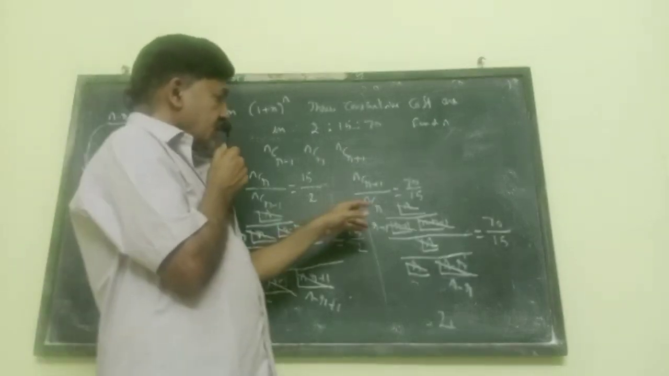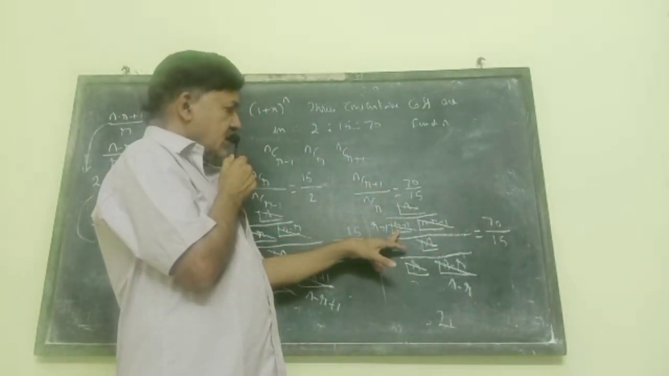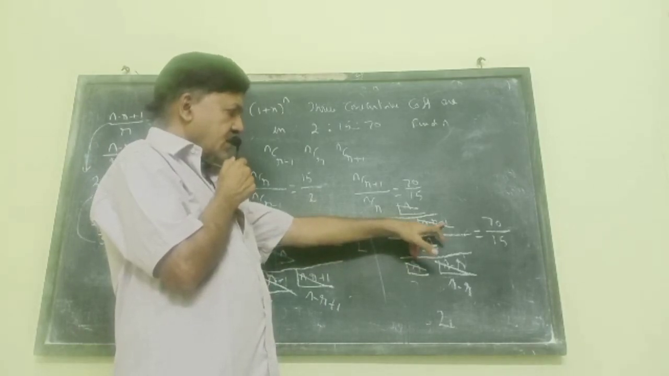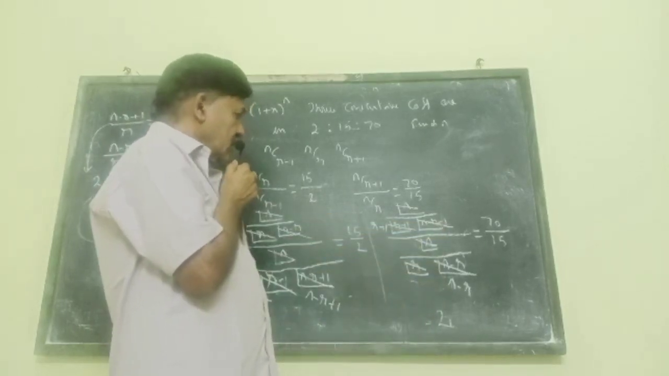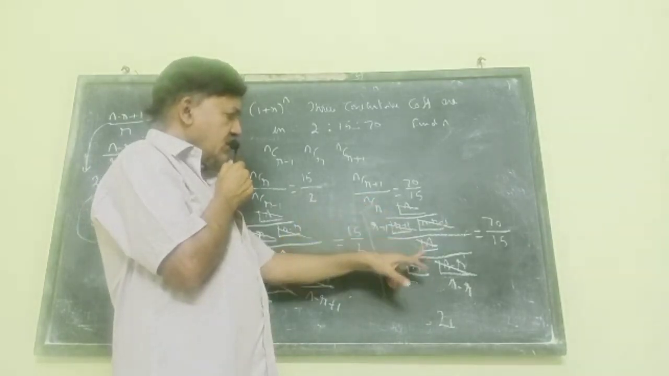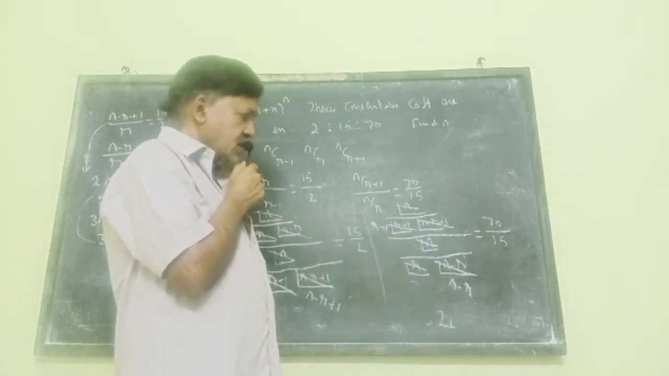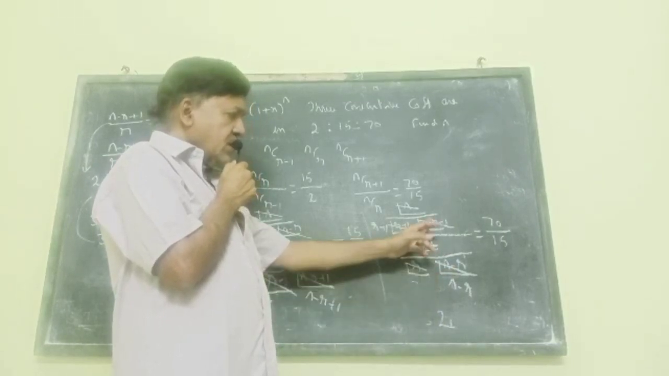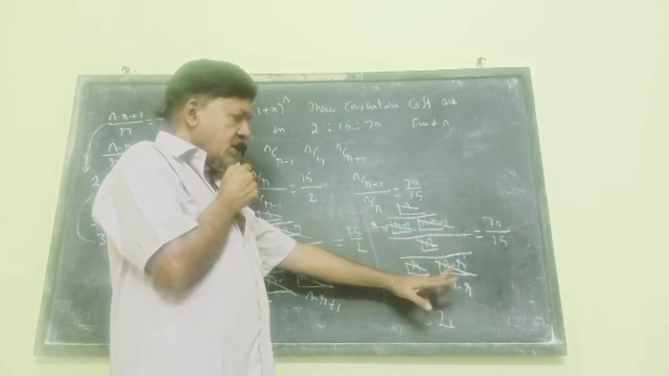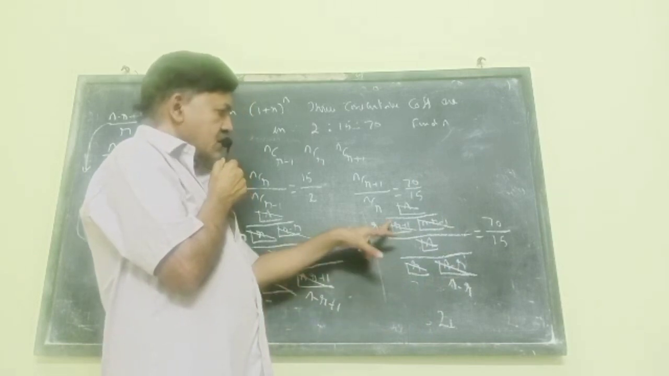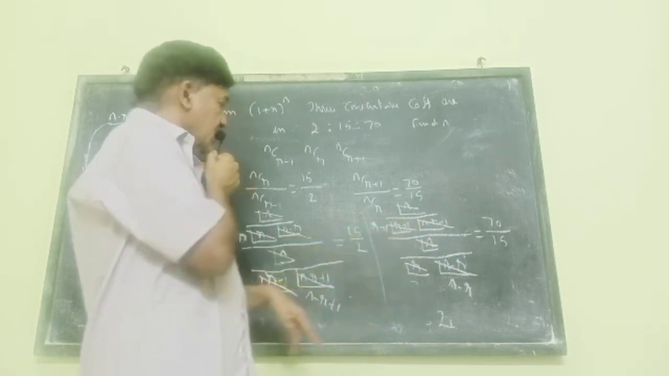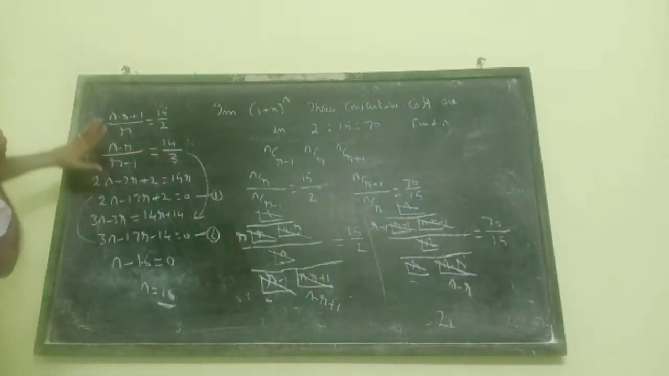Here this is factorial n by factorial r plus 1 factorial n minus r minus 1. This is a factorial n by factorial r into factorial n minus r. See, this can be written as n minus r into factorial n minus r minus 1. These two will cancel, you will get n minus r. These two will cancel, you will get r plus 1. So this is n minus r by r plus 1. You take this, cross multiply.